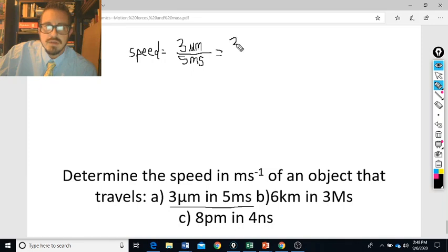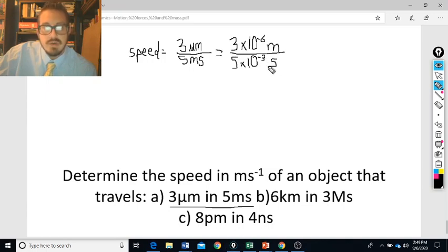If you consult your notes, you'd be able to find that micro, that prefix, stands for millionth, 10 to the negative 6. So we can simply substitute that order of 10 for the prefix micro and think about 3 micrometers as 3 times 10 to the negative 6 meters, divided by 5 milliseconds. So 5 in milli is represented by the order of 10, 10 to the negative 3. 10 to the negative 3 is the same thing as milli.